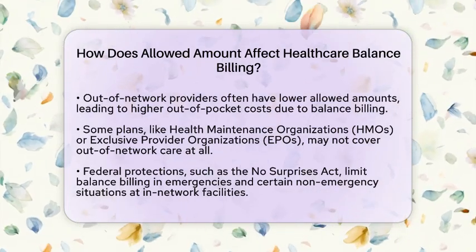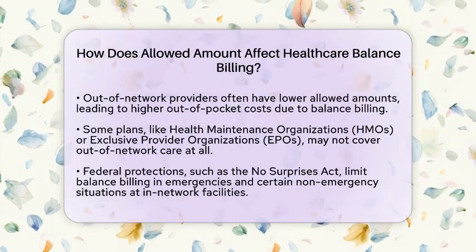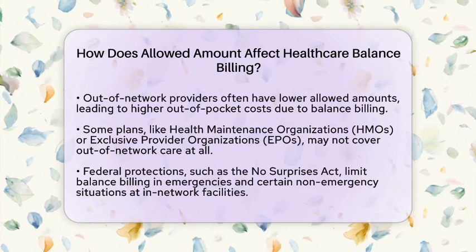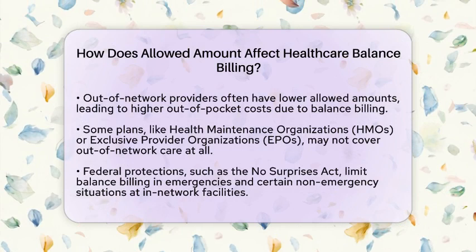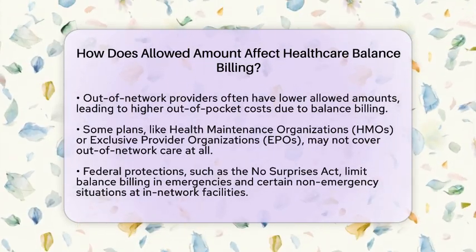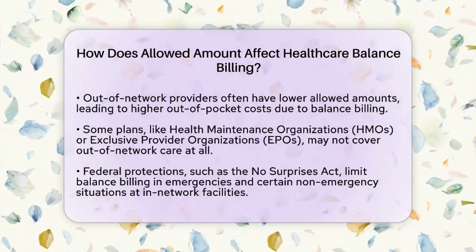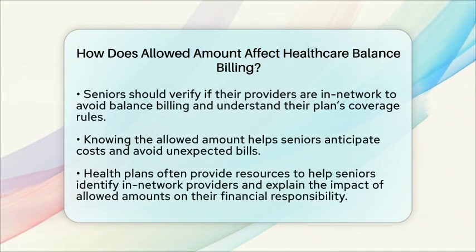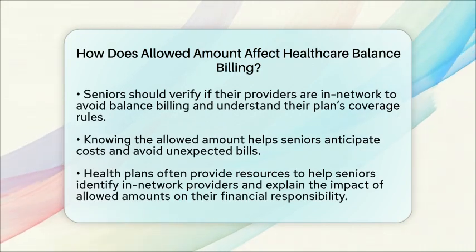Additionally, federal protections, such as the No Surprises Act, limit balance billing in emergency situations or certain non-emergency care at in-network facilities. This is beneficial for seniors as it helps reduce surprise charges that can arise from unexpected medical situations. In practical terms, seniors should always verify whether their providers are in-network and understand their plan's coverage rules to avoid balance billing. Knowing the allowed amount helps anticipate potential costs and avoid unexpected bills.